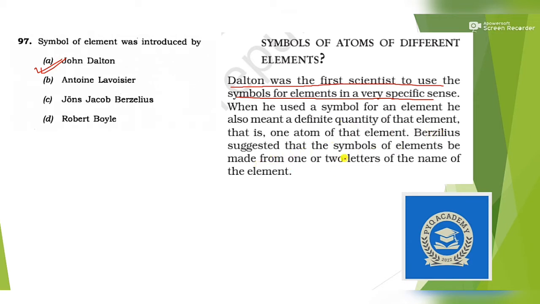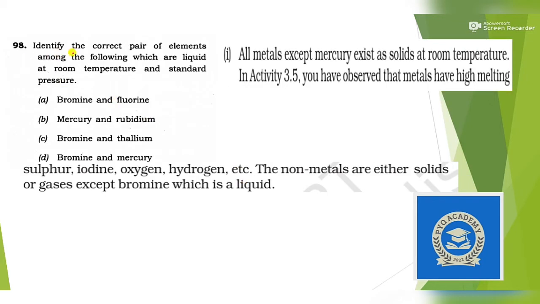So next question. Identify the correct pair of elements among the following which are liquid at room temperature. Okay. This is a repeated question. You can see here all metals except mercury exist as solid at room temperature. So we first find mercury. Yes, mercury. Then our answer is between these two options.